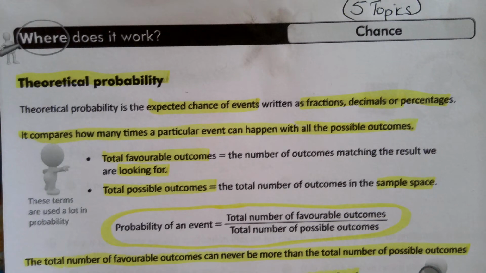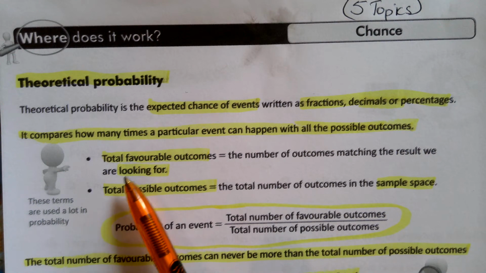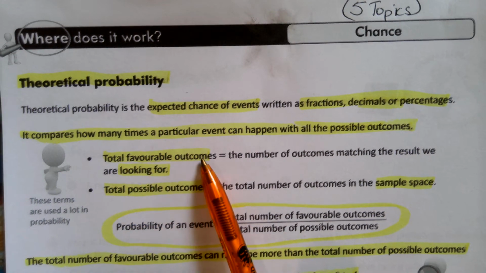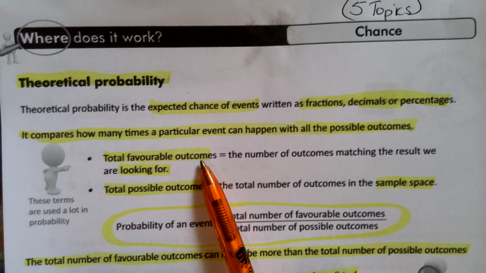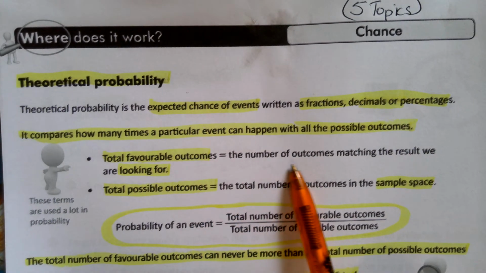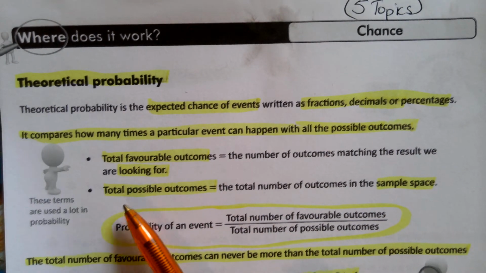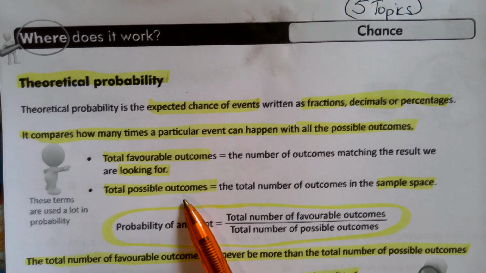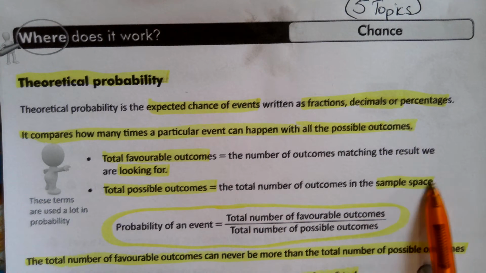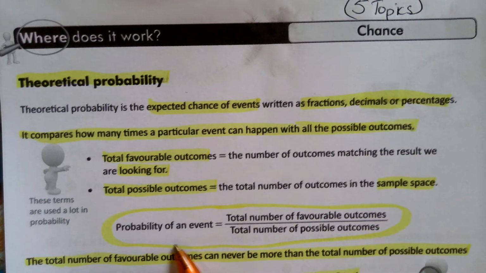Remember, we have already covered sample space, and the sample space is all those possible outcomes. So our formula, total favourable outcomes, that's what we want to find, equals the number of outcomes that match the result we're looking for, and the total possible outcomes is the number in your sample space. And this is our formula.